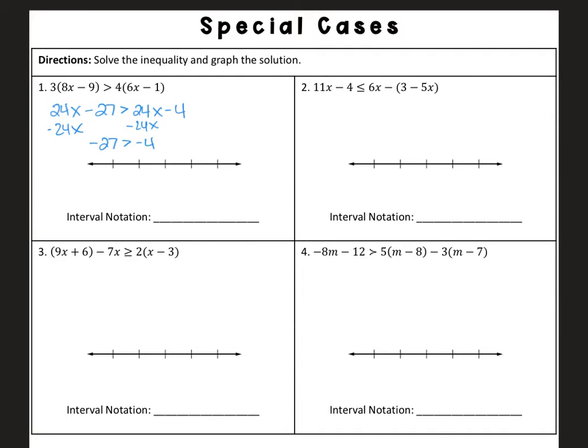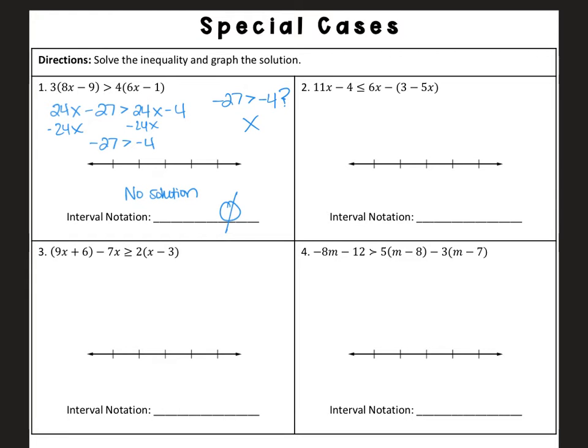So you want to think to yourself, is that a true statement? Is negative 27 greater than negative 4? Well, no, it's not. Negative 27 is actually less than negative 4. So that's not true. So there's actually no solution to this inequality. And you can just draw that as a circle with a slash through it. That's notation for an empty set.